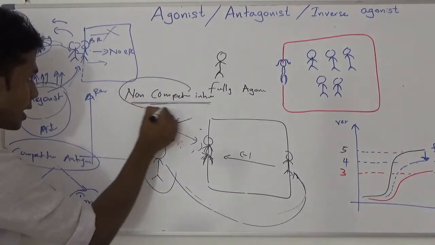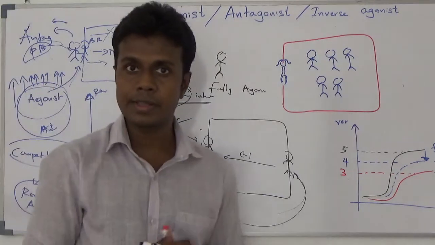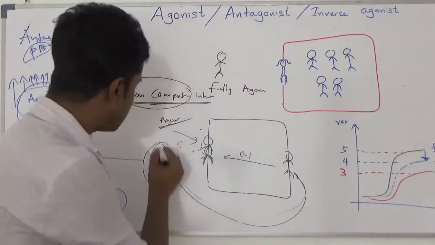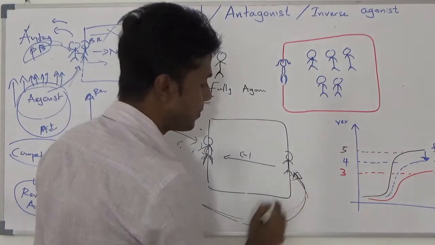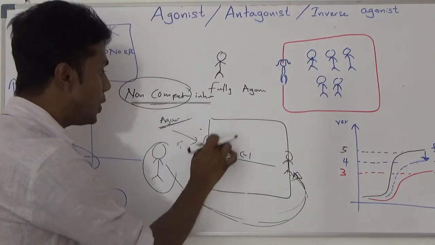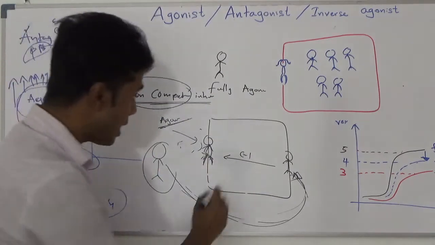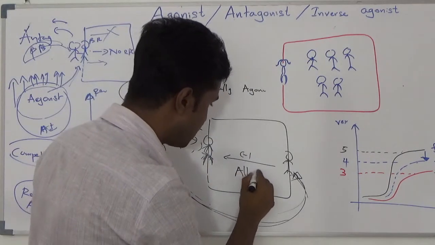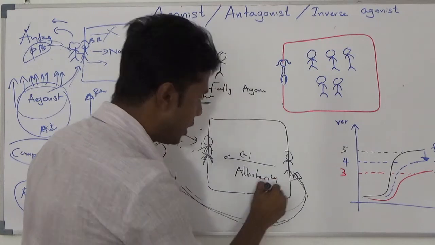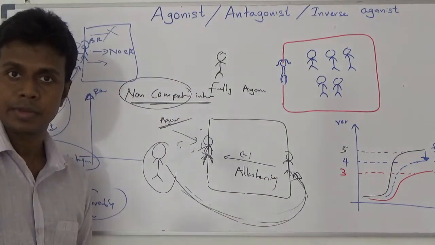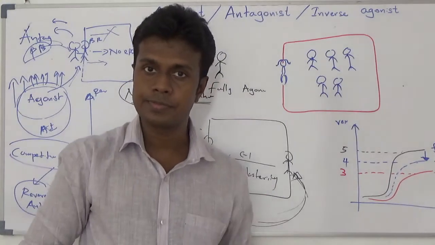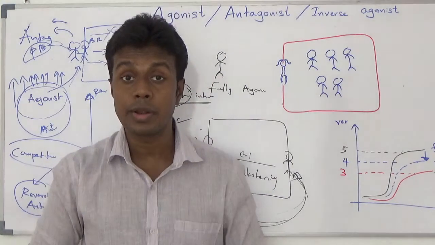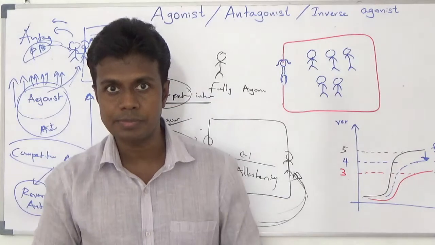Why do we call it non-competitive? Simply, there is no competition between agonist and antagonist. The antagonist simply goes and binds to a different site. They allosterically modulate this receptor. So the receptor can't bind endogenous agonist. So it is called non-competitive antagonism.